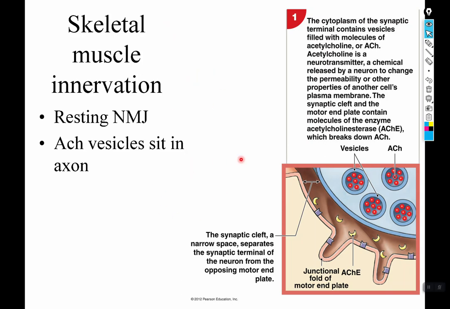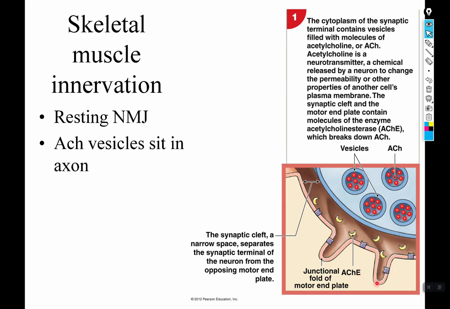At a resting neuromuscular junction, one that's not actively initiating contraction, we've got vesicles full of acetylcholine just waiting. That's because no action potential is happening in the membrane down here yet, so there's no signal for them to be released into the cleft. We have acetylcholinesterase just waiting in the cleft as well. And then we have the little acetylcholine receptors along the motor end plate of the sarcolemma.